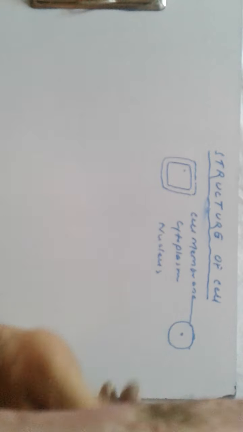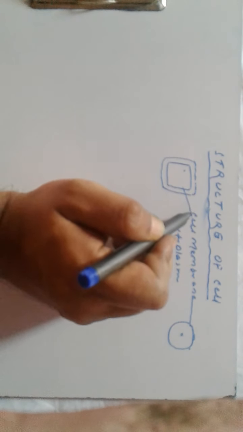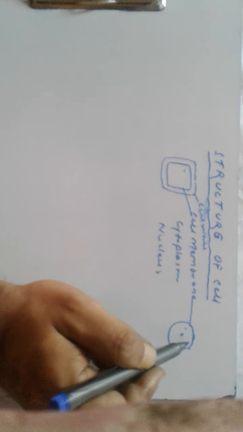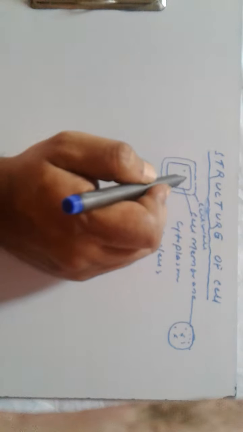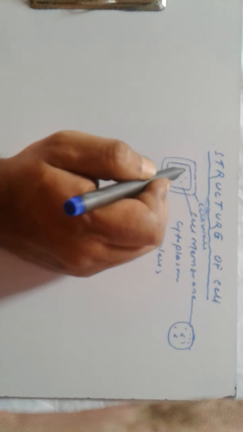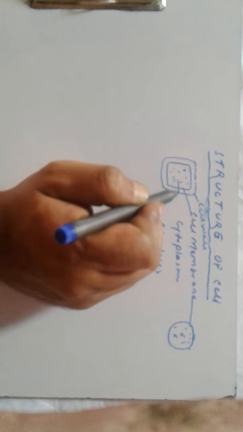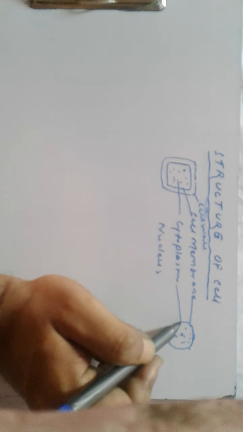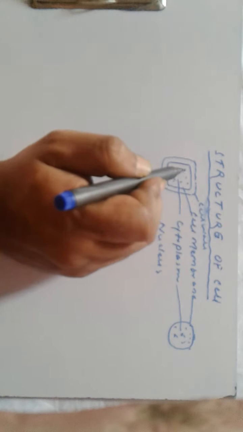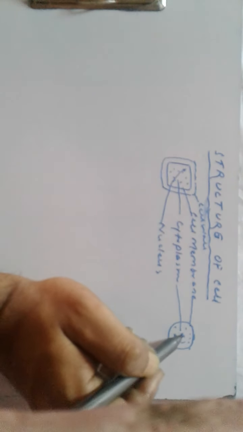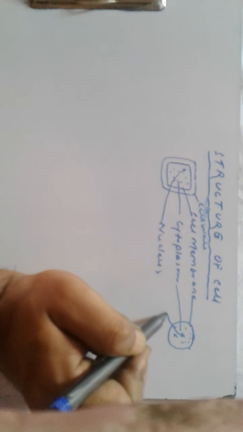So this is the cell membrane. Here it is the cell membrane. It has an additional layer known as cell wall. Cytoplasm: we have cytoplasm here, which is scattered in the cell, and we have the nucleus, this one, the prominent one.